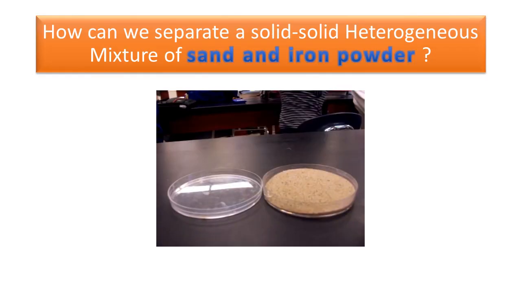How can we separate a solid heterogeneous mixture made up of sand and iron powder? To separate them, we have to depend on the physical property. Which physical property do we have here for sand and iron? Iron is magnetic. It has the ability to be attracted by a magnet. Let's see how it can be done.